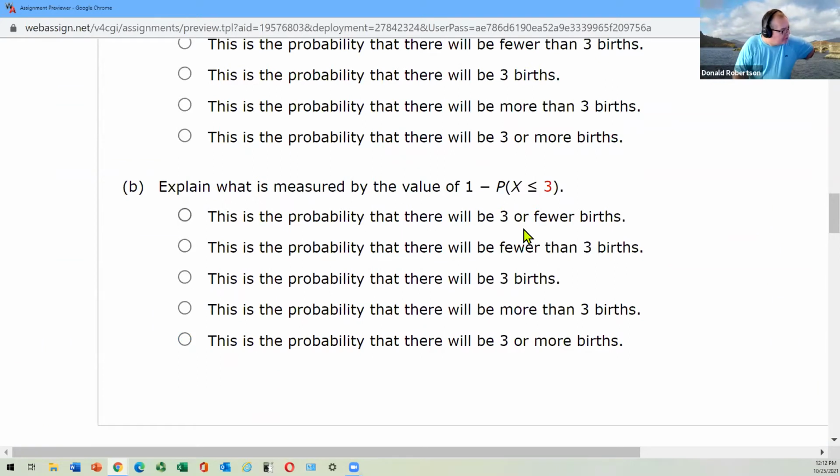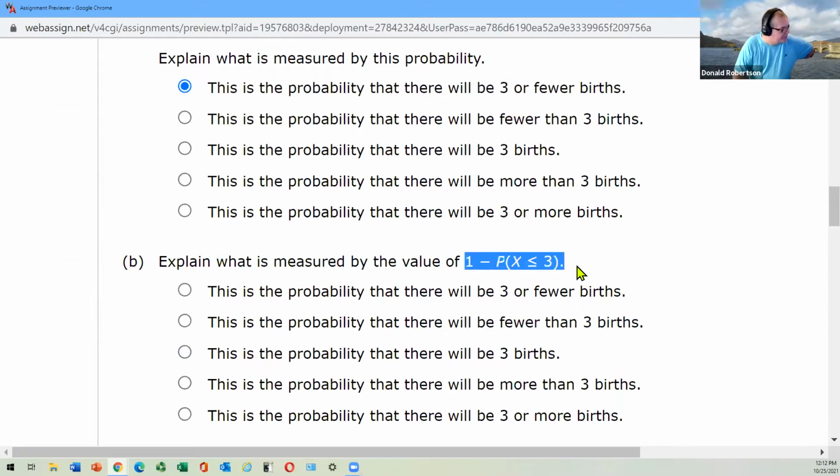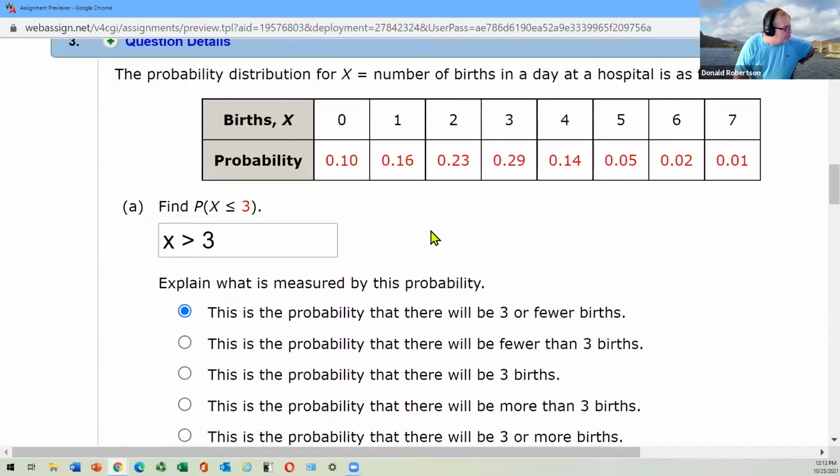And what would this thing mean? Complement. Yes. And what's the complement? I like to sometimes use the word opposite. Well, what's the opposite of getting less than or equal to 3 births? Wouldn't it need to be greater than or equal to 3, or is it just greater than 3? Only one of them gets the equals. So it would actually be greater than 3.